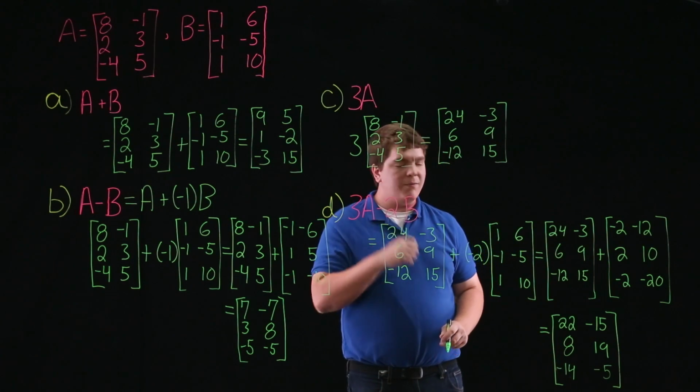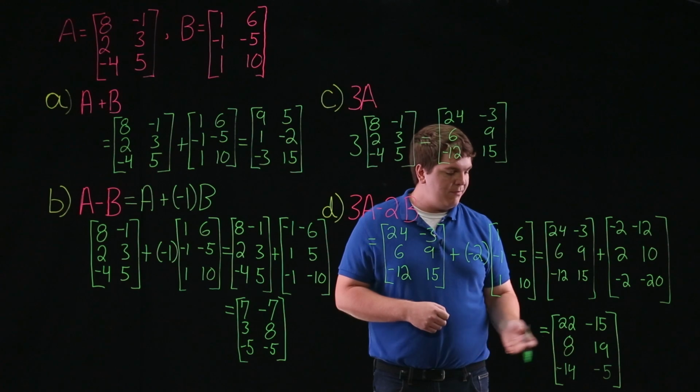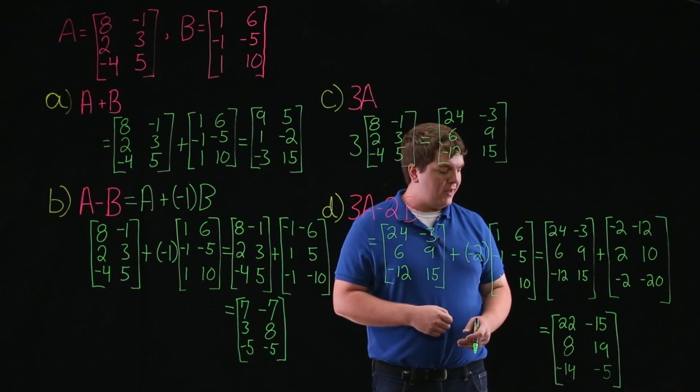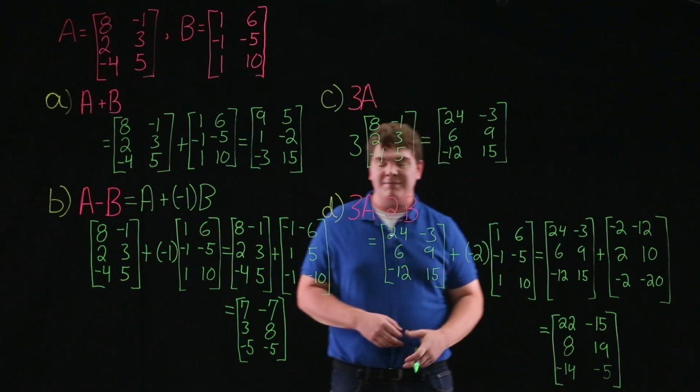So our matrix 3A minus 2B has first row 22, negative 15. The second row is 8, 19. And the third row is negative 14, negative 5.